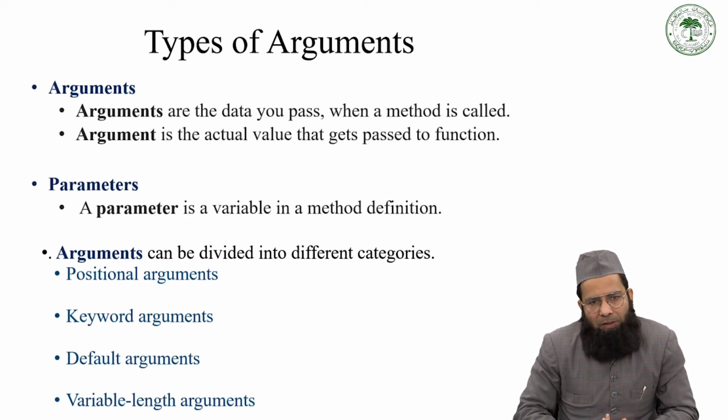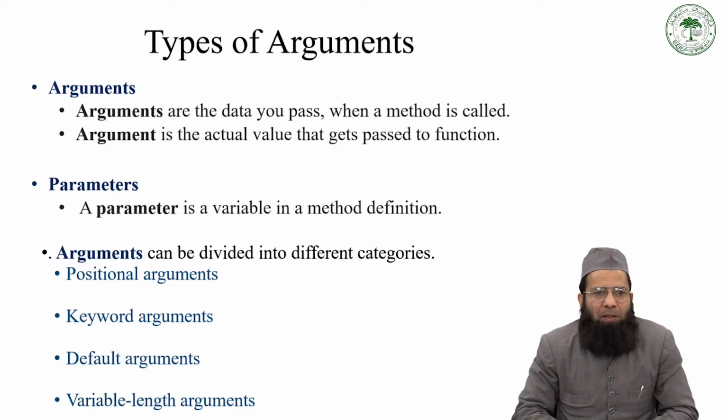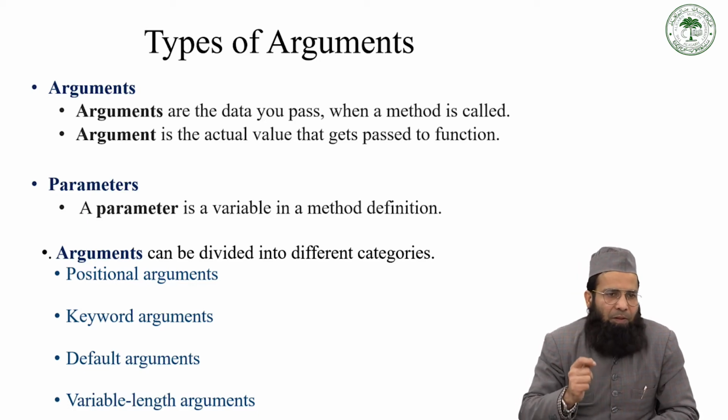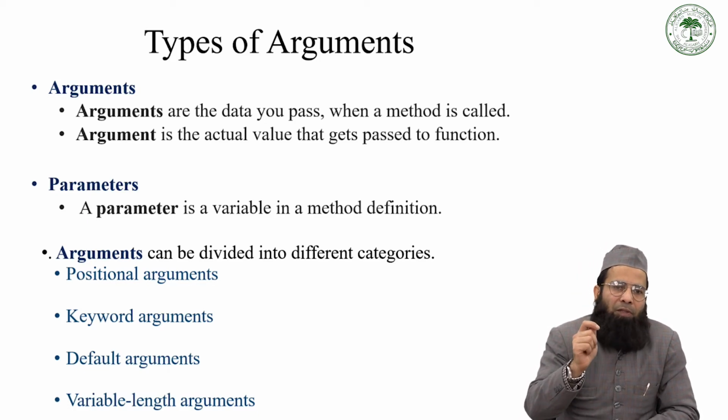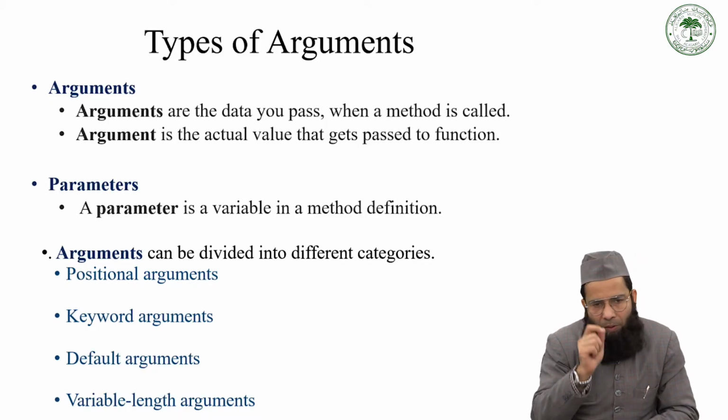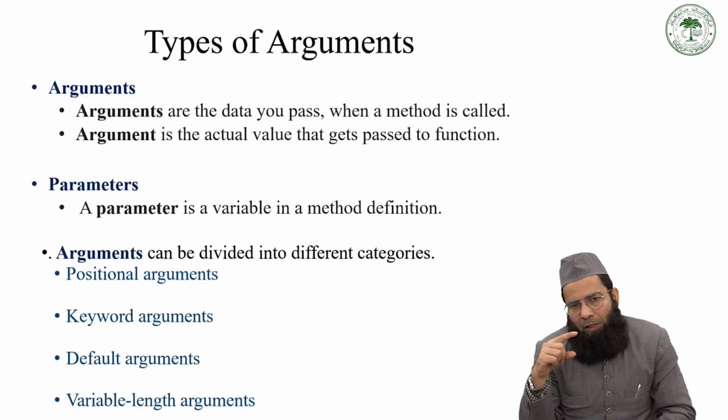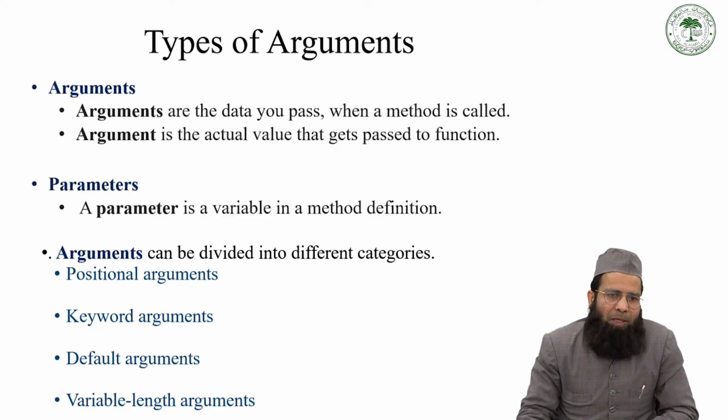So, arguments. What is an argument? Arguments are the data you pass when a method is called. When you are calling a method, the value that you are passing is actually an argument. An argument is the actual value that gets passed to a function. And what is a parameter? A parameter is a variable in a method definition. So, this is the difference. An argument is the value that you pass during the function call, and the parameter is the variable which is defined during the function definition. An argument can be divided into different categories: positional argument, keyword argument, default argument, variable length arguments.